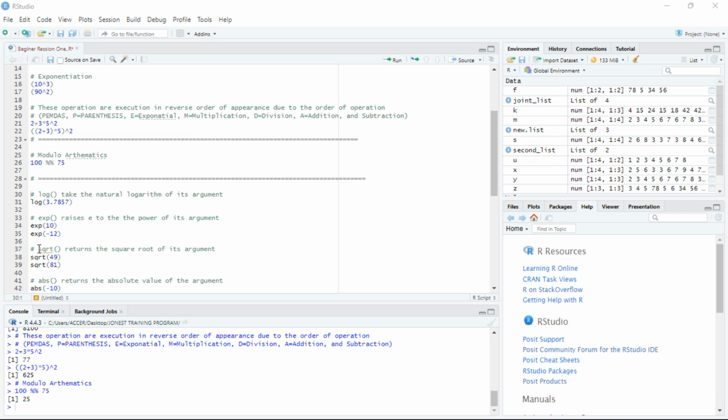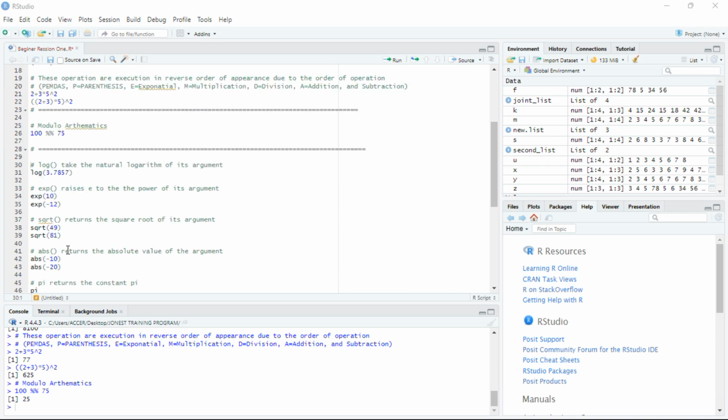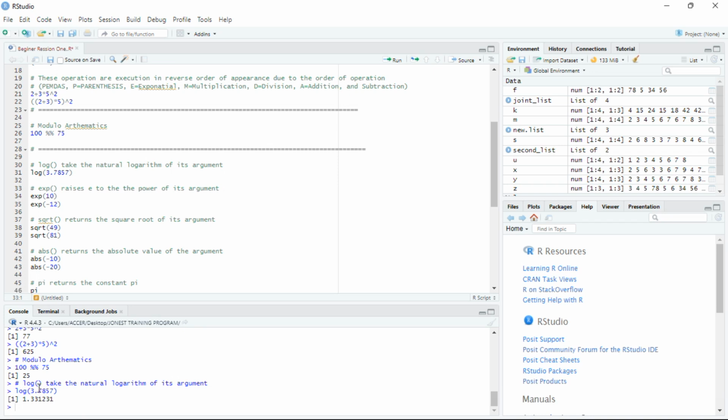And then we have the sqrt function, used to find the square root of a certain argument. And then we have the abs function to return the absolute value of its argument. So if you want to find the natural log of, let's say, 3.7857, you just write the log in R and then put that number inside. Once you execute it, your result will come down here. That's the natural log of 3.7857.